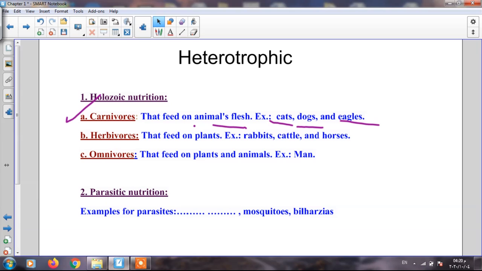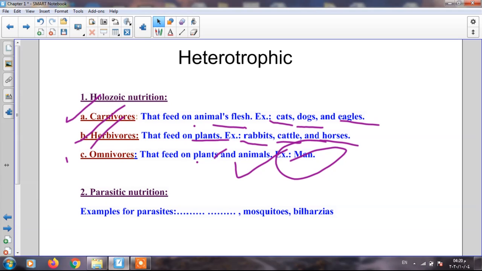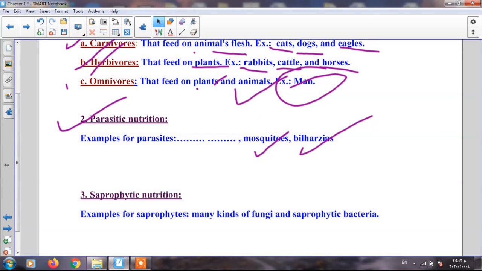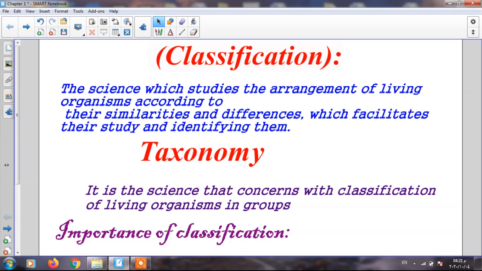Herbivores feed on plants such as rabbits, cattle, horses, sheep, and cows. Omnivores feed on both animals and plants like man. The other type is called parasitic living organisms. I mean they are living organisms that feed on other living organisms such as mosquitoes, bilharzia, houseflies, and most worms. Number three, saprophytes, or you can say saprophytic nutrition, like many kinds of fungi such as bread mold fungus and saprophytic bacteria.